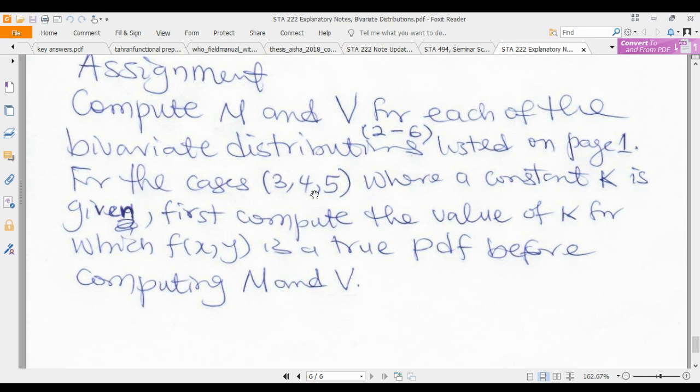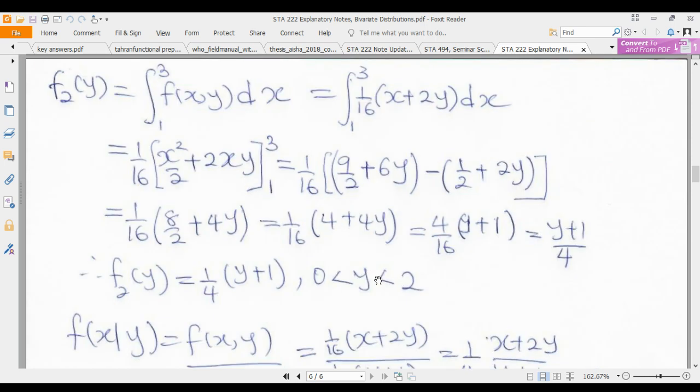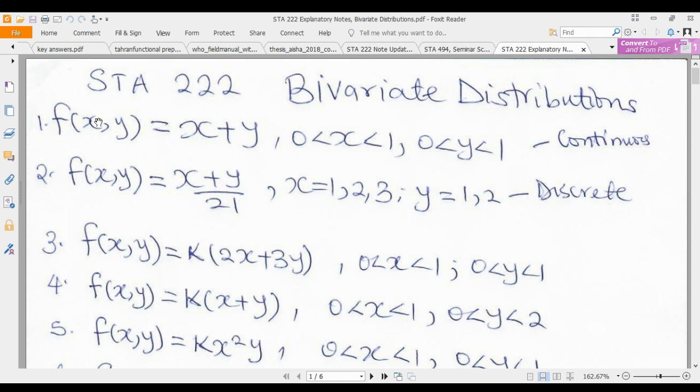So as an assignment, you should compute mu and v, that is the mean vector and the variance covariance matrix, for each of the bivariate distributions, that is number 2 to 6, listed on page 1. For the cases 3, 4, and 5, where a constant k is given first, you should first compute the value of k for which f of xy is a true PDF before going ahead to compute mu and v. So the assignment is to look at, we have done number 1 already, or we have given a hint on how to go about number 1.